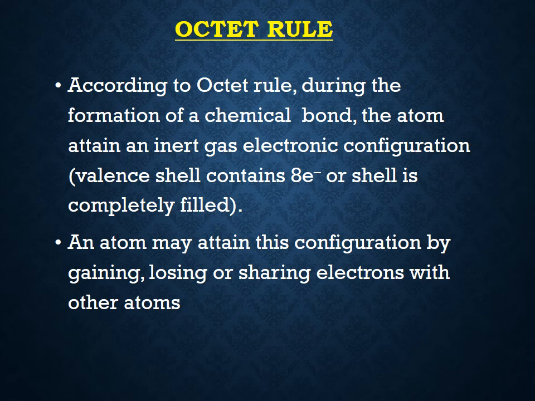According to the octet rule, during the formation of a chemical bond, the atom attains an inert gas electronic configuration. That is, the valence shell contains 8 electrons or the shell is completely filled. An atom may attain this configuration by gaining, losing, or sharing of electrons with other atoms.